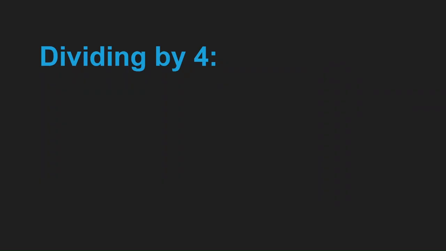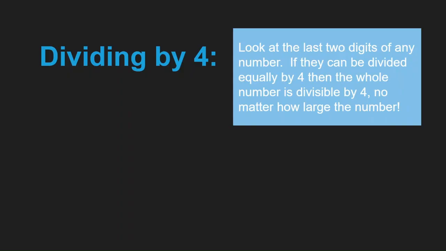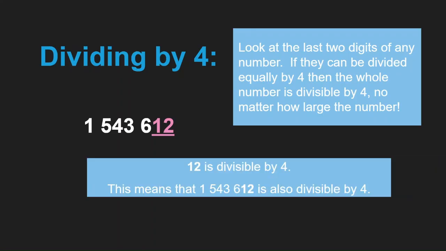Dividing by 4. So if you see a big number and you want to know if you can divide by 4, you look at the last digits of the number, and if those last 2 digits are divisible by 4, then the whole thing is divisible by 4, no matter how big it is. So let's look at this gigantic number, 1,543,612. Humongous. The last 2 digits, though, they're 12, right? 12, can that be divided by 4? Yes, it can. 12 is divisible by 4, right? 12 divided by 4 is 3.